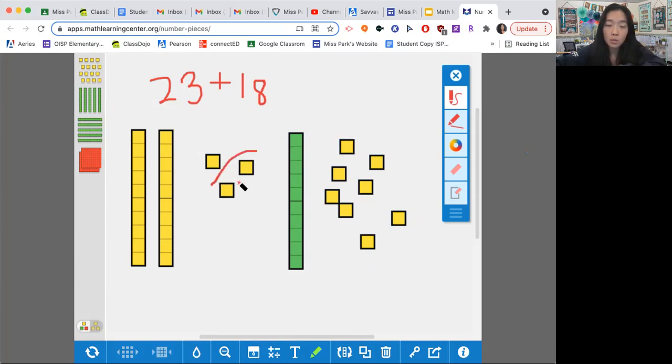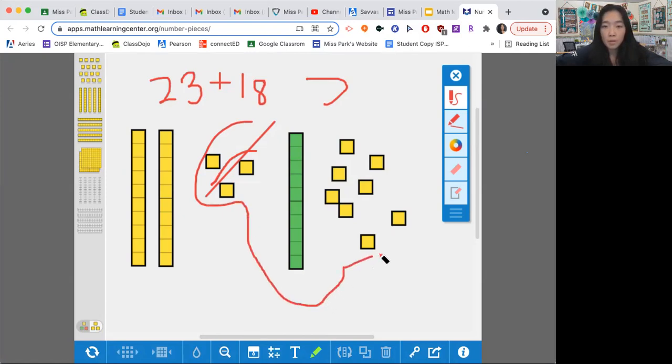1, 2. Oops, actually, let's do it this way. Okay, this is 1, 2, 3, right? We have 1, 2, 3. Why is it doing that? Okay, 1, 2, 3, 4, 5, 6, 7, 8, 9, 10.